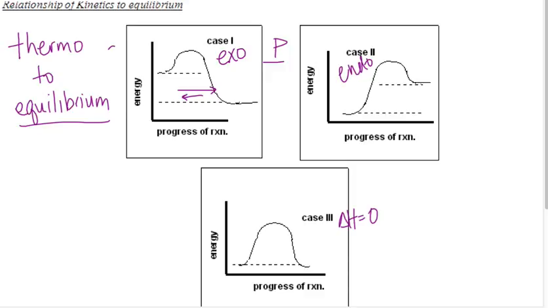Remembering that K is products over reactants, if we favor the forward, we're going to produce more products. So what's the magnitude of K of most exothermic reactions? Greater than 1. Okay?